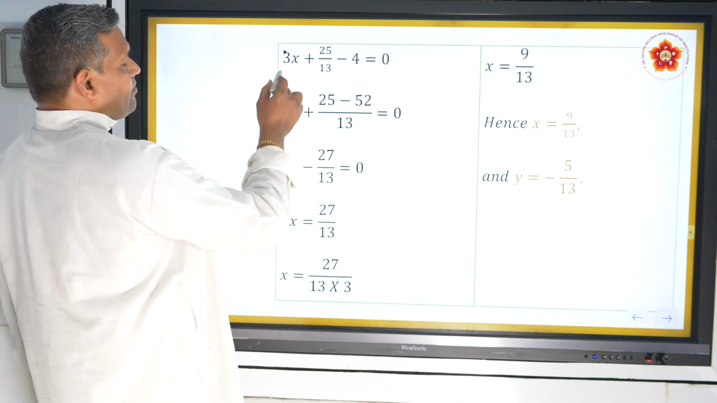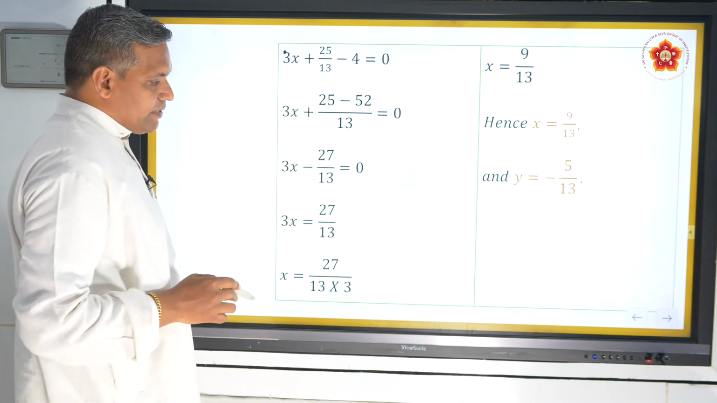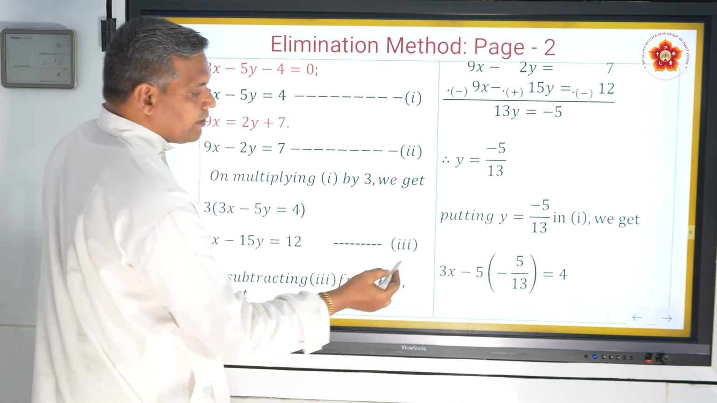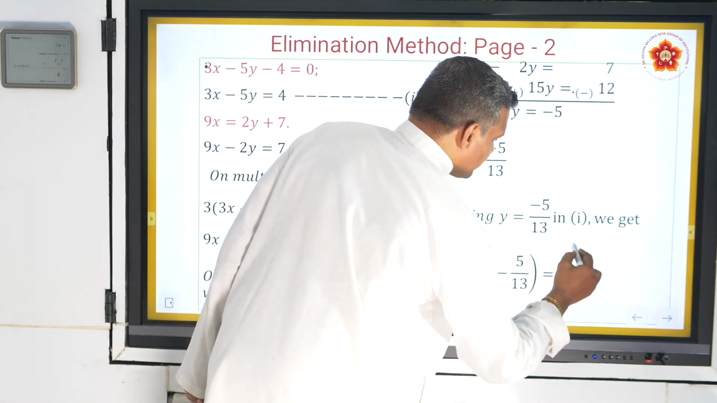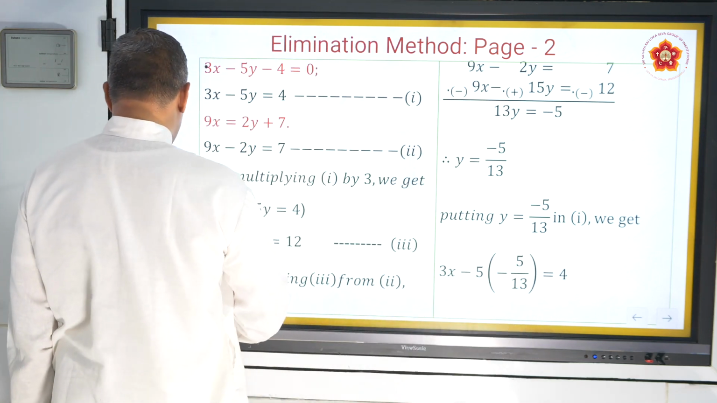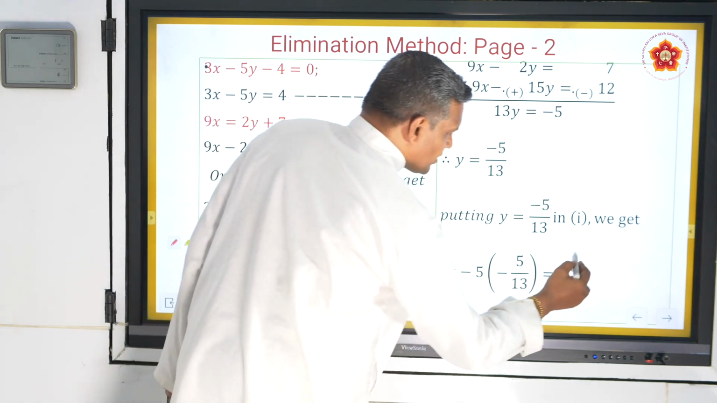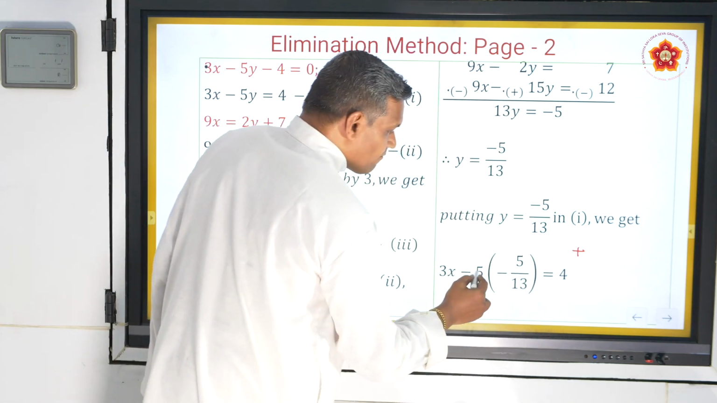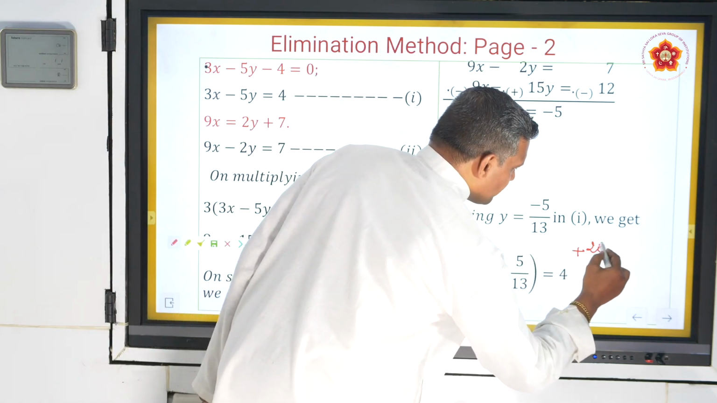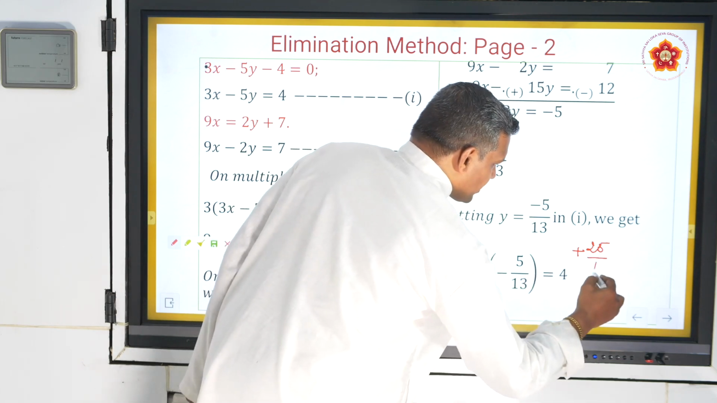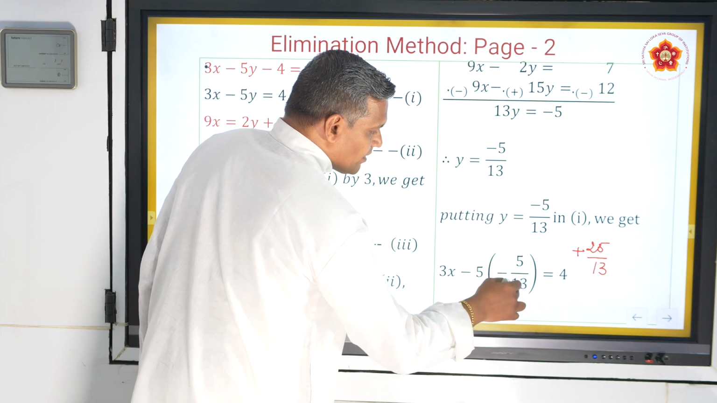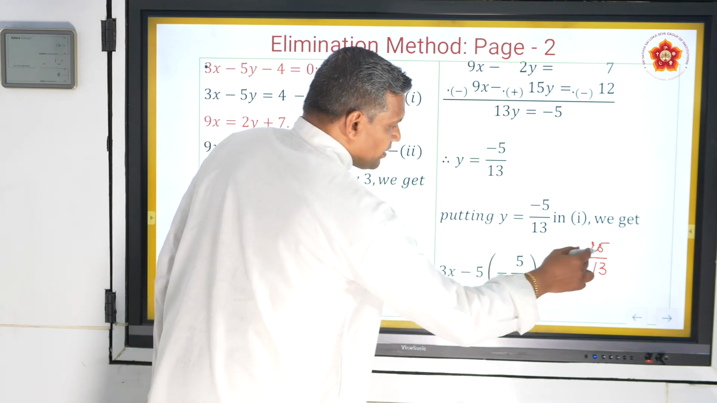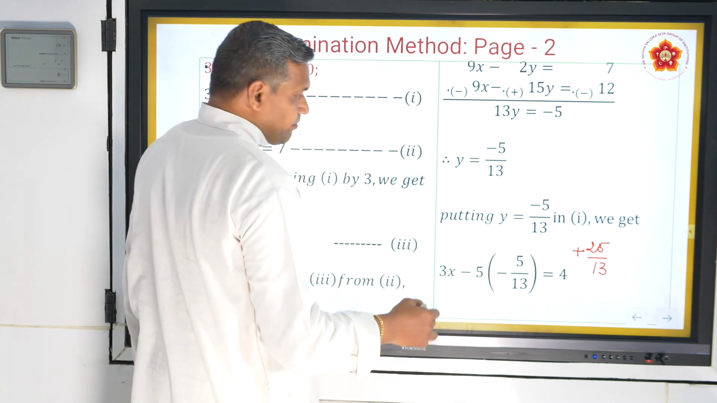Here you check, same thing. Let me compare. Minus into minus becomes what? Plus, no? Minus into minus becomes plus, and 5 fives are 25, divided by 13. So now this whole thing, minus 5 into minus 5 by 13, will become plus 25 by 13. So the whole thing turned into plus 25 by 13.